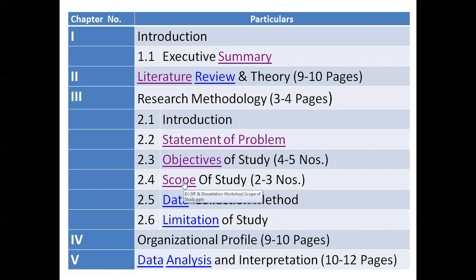It can be limited to 8 weeks, right? The scope is limited in that you have covered the Pune area, or you have covered the whole of Maharashtra, whatever. So you give the scope of your study.